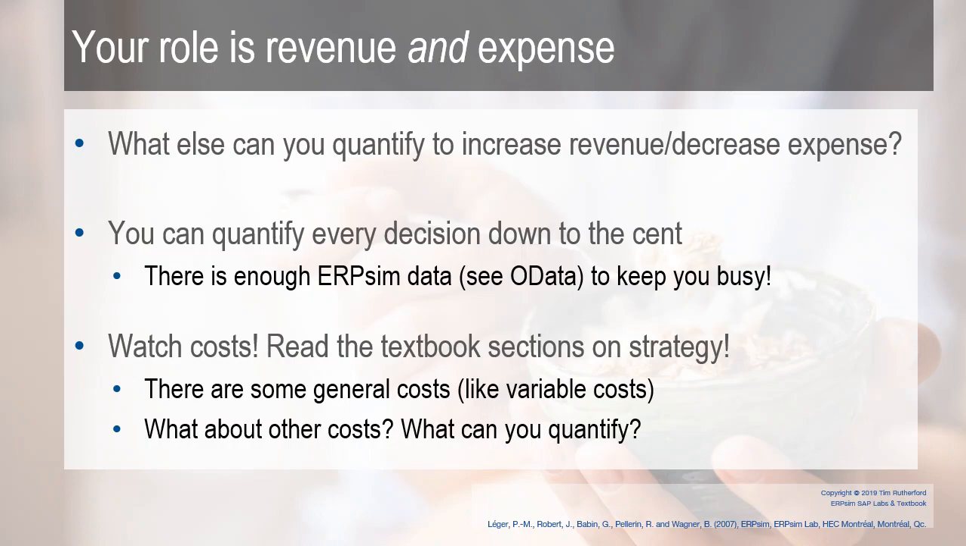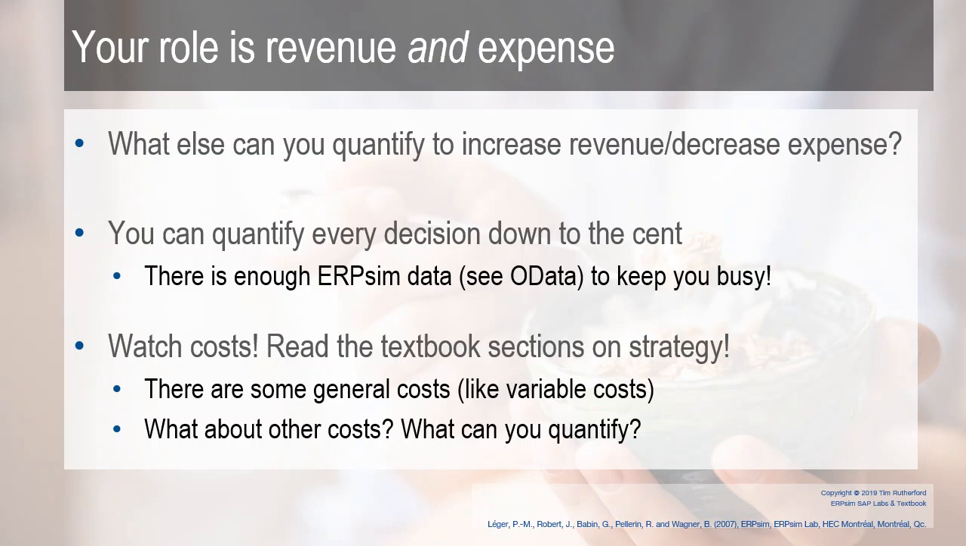And again, you can quantify every decision down to the cent. It's probably going to end up being more of an estimate of what it would be. But you can see, if you were to work together the analytics to a point where you can do an optimization, it'll say put this exact amount into this. And then you can try it and you can say, well, it was off by a little bit, but it did increase. So just realize you can quantify down to the cent, but it still ends up being an estimate. But again, there is enough ERPsim data out there, especially in OData, to keep you busy.